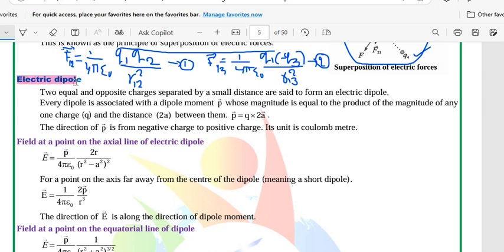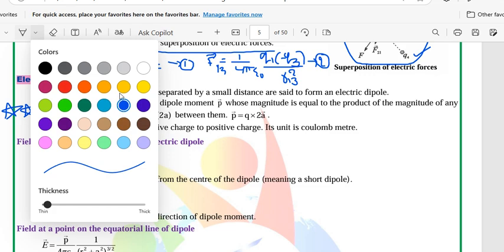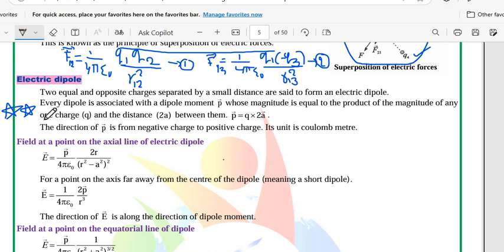This is a very important concept to your CET as well as NEET concepts, that is electric dipole. Let me change the pen. This is a very important concept. See, what is electric dipole?